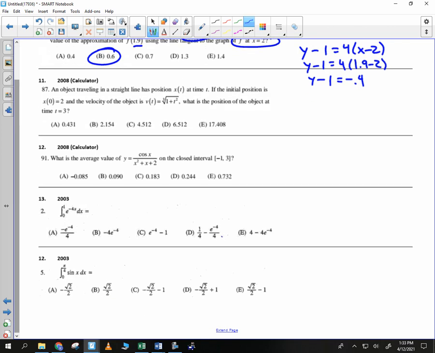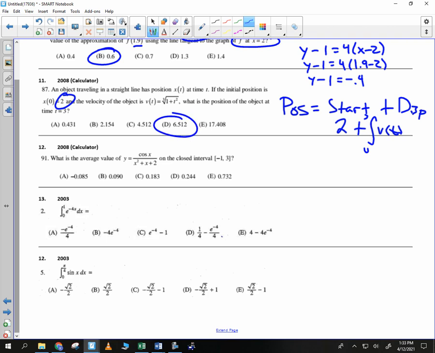An object traveling on a straight line has position x of t at time t. The initial position is x of 0 is equal to 2. Velocity of the object is that. What is the position? Everybody needs to remember position is equal to the start plus, anybody remember? Displacement. So I take the start at 2, and I add that to the displacement. The displacement is the integral from 0 to 3 of your velocity. And you get D, 6.512.